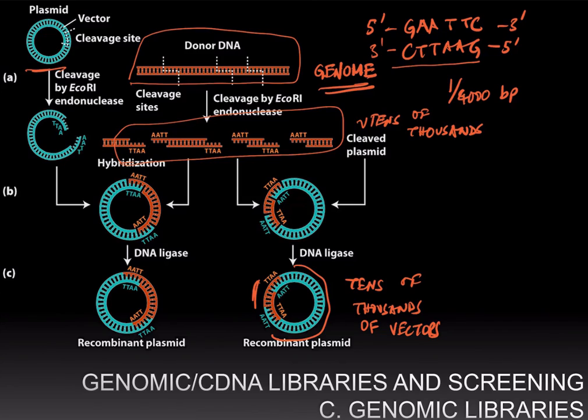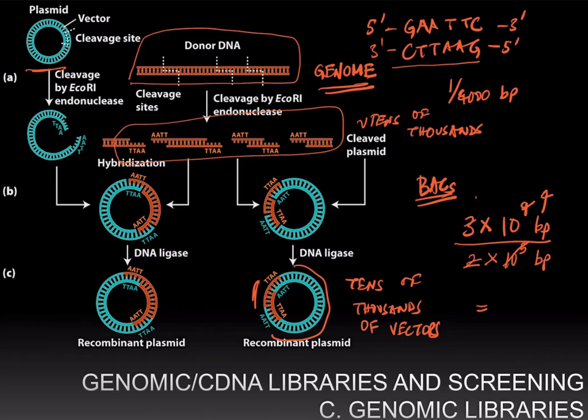And we can roughly estimate what the size of the library is going to be. So let's say we were using BACs, then the human genome is about 3 billion base pairs, and a typical BAC will carry 200,000 base pairs, and that corresponds to 15,000 vectors, or 15,000 BACs.